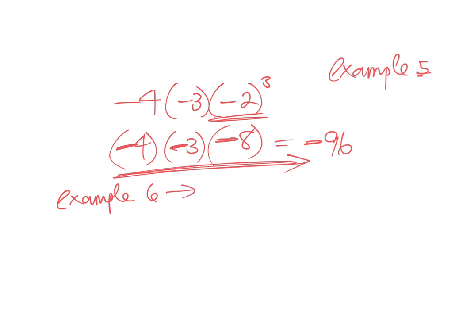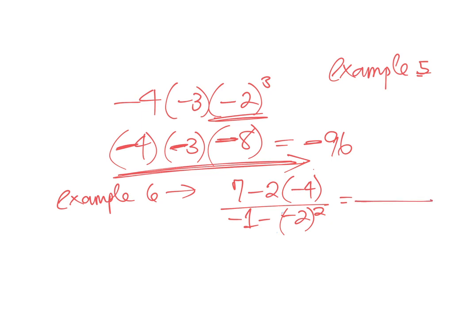procedures. So let's say you had 7 minus 2 times negative 4, divided by negative 1 minus, and then we're going to put a negative 2 there, negative 2 like that, and then squared. If you have a situation like this, you can take care of one thing at a time, or very few things at a time. Negative 2 times negative 4 there is going to become 7 plus 8.